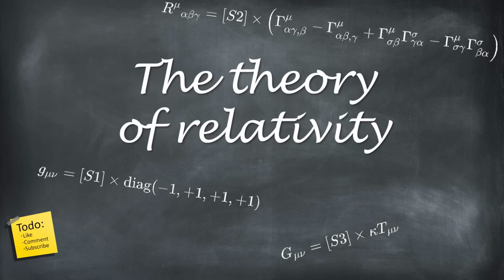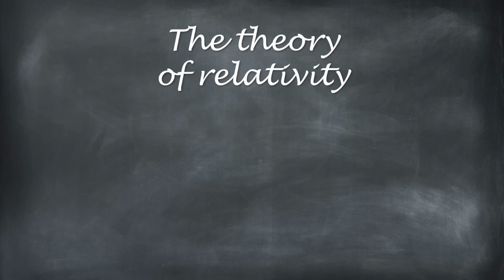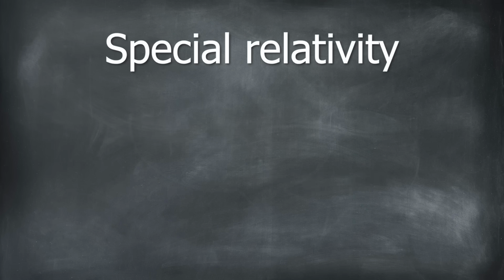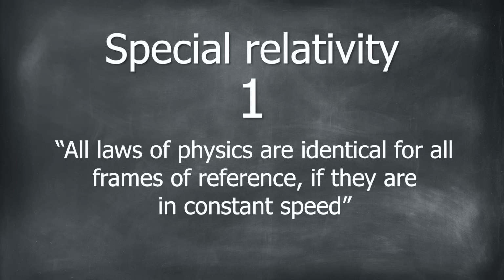The theory of relativity is a theory that you have likely heard about before. The theory of relativity is comprised of the special relativity theory and the general relativity theory. Let's start with special relativity. Special relativity is based on two postulates. 1. All of physics are identical for all frames of reference if they are in constant speed.